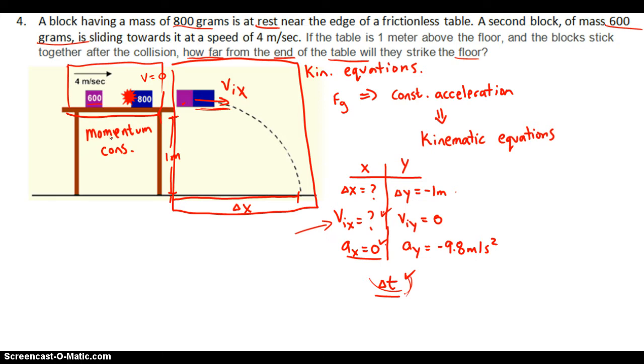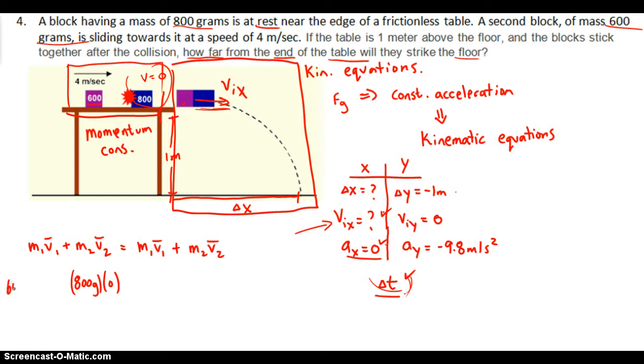Collision, you use momentum. So our momentum is telling us this: m1 v1 + m2 v2. This is our momentum conservation equation. This is before the collision, and then this is after the collision. So before the collision, notice this 800-gram block is at rest. It's not moving. It's got a speed of 0.